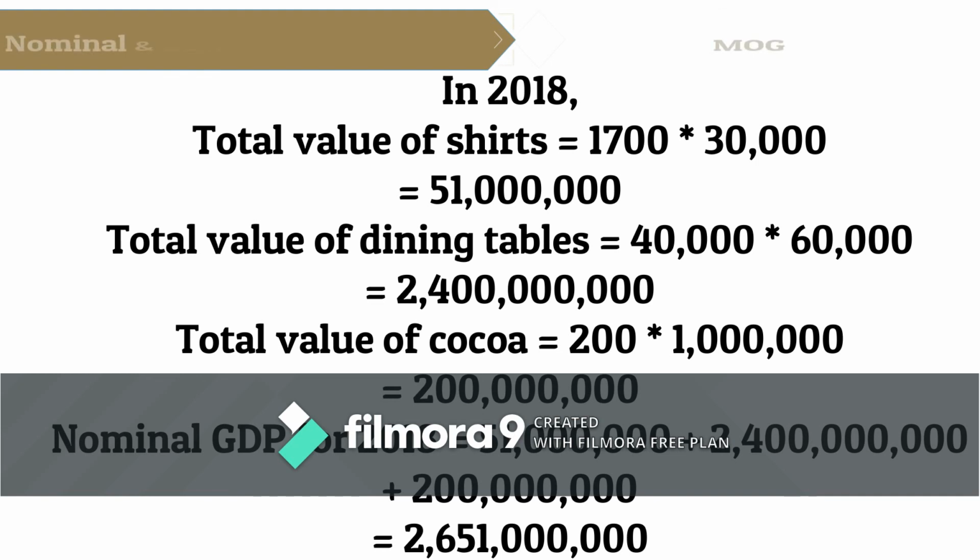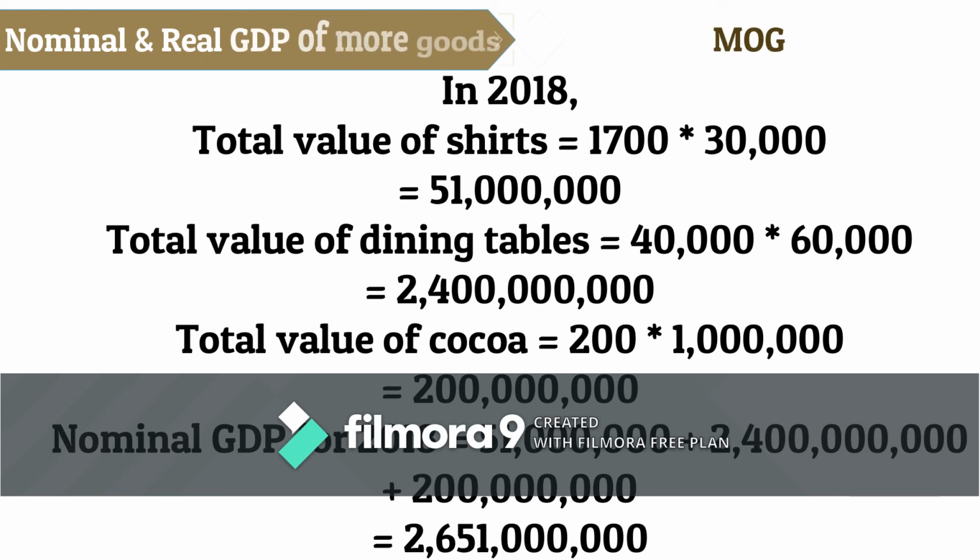For dining tables, the total value of this output equals 60,000 dining tables multiplied by 40,000 naira, which happens to be the price. Therefore, we have 2.4 billion naira. For cocoa, it equals 1 million output multiplied by 200 naira, and that gives us 200 million naira.